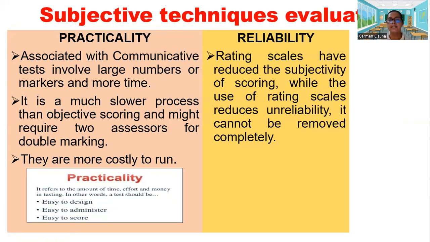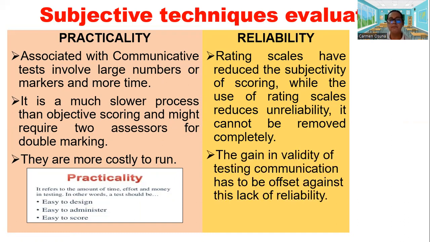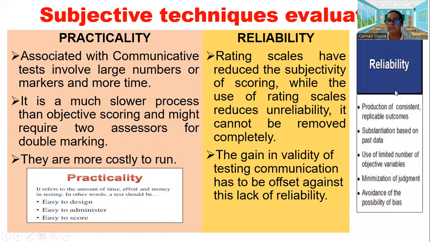Reliability. The rating scale has reduced the subjectivity of the scoring, and the use of a rating scale reduces unreliability, but it cannot be removed completely. To gain in validity, testing communication has to be offset against this loss of reliability. Reliability means production of consistent, replicable outcomes, based on past data, use of a limited number of objective variables, minimization of judgment, and avoidance of the possibility of bias.